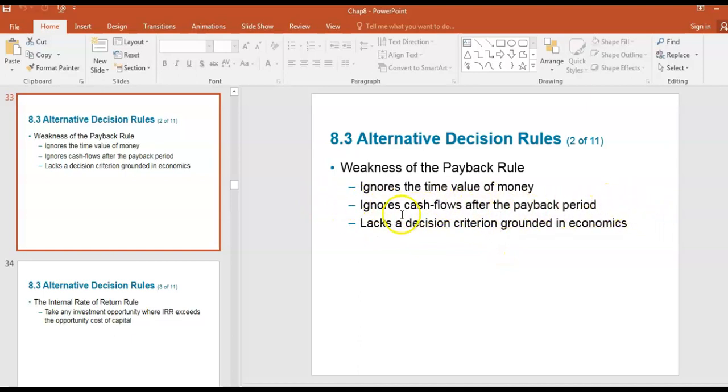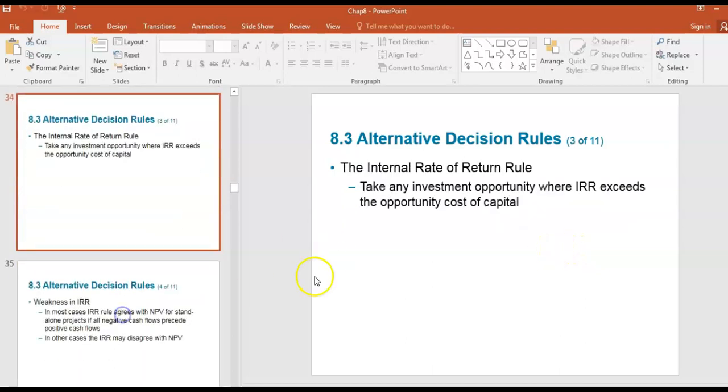That is absolutely true. And then finally, this decision criterion isn't grounded in economics. There's nothing in here about opportunity costs or trade-offs. We are just simply looking at how quickly do I get my cash back. Probably that's too narrow of a focus. What else might we look at? Well, we've already introduced this idea of the internal rate of return. How could we turn that into a decision rule? Well, the internal rate of return would tell us, as a rule, to take any investment opportunity where that IRR exceeds the opportunity cost of capital.